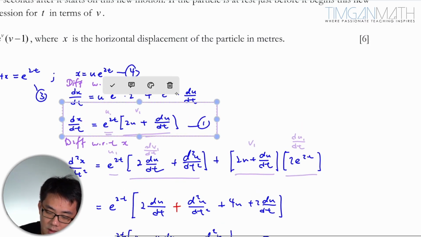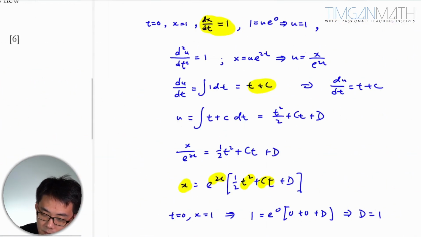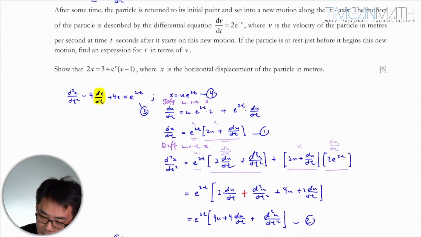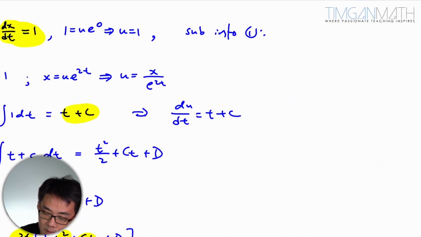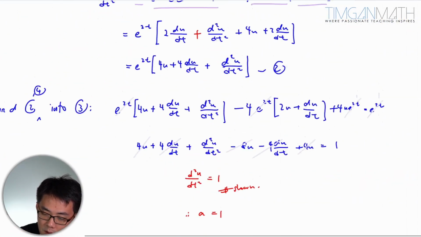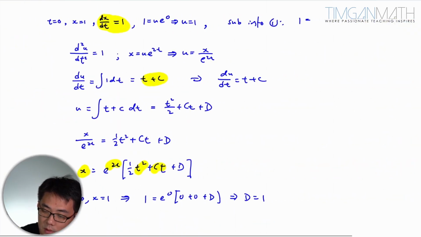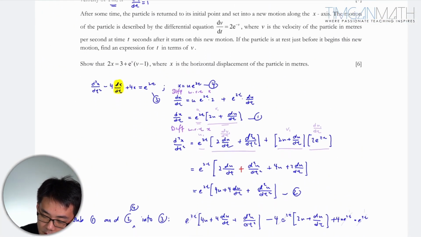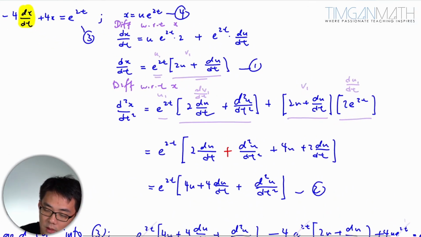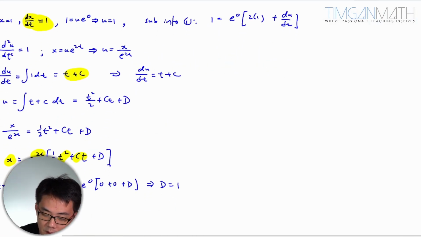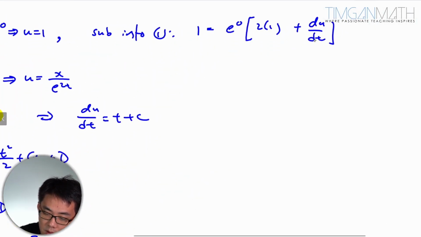Okay. This over here, sub in t = 1. What you get is dx/dt at t = 1 equals 1. This is e to the 0, plus 2u, where u is 1, and plus du/dt. Not sure what du/dt is. That is what we want to find. So du/dt here is what we want.